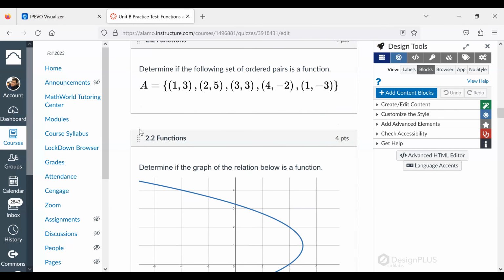Okay, so now let's move on to functions. So we did plotting points, midpoint, distance, circles. Now, functions. Is this a function? Does this set of points represent a function?